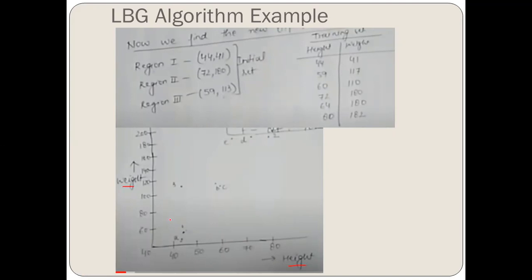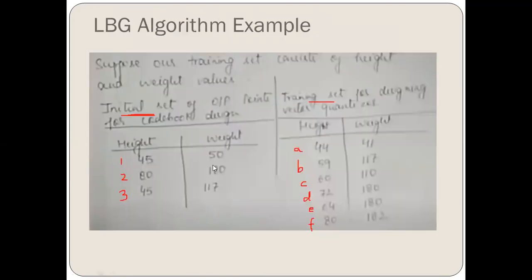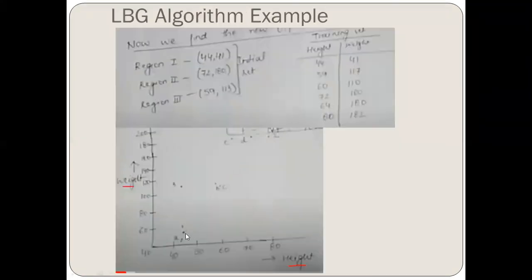Now we are going to plot the points. So first I have to plot the point that has the value 45 and 50. So let's plot it, 45 and 50. It will be somewhere here. This is 45, this is 50 somewhere. So it will be around here. So this is the point that is defined as 1.